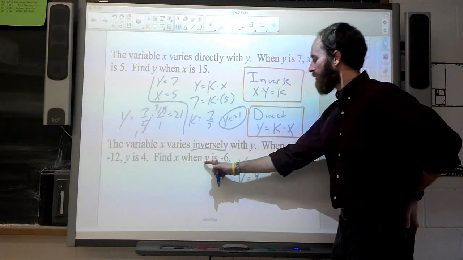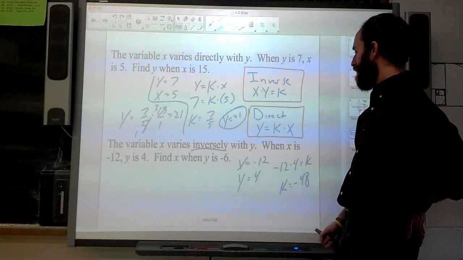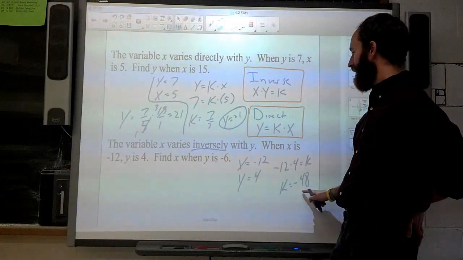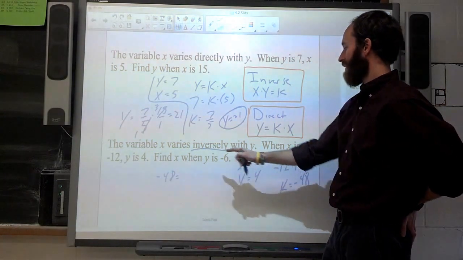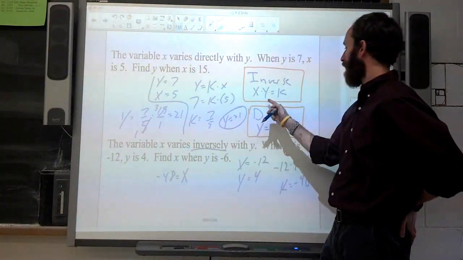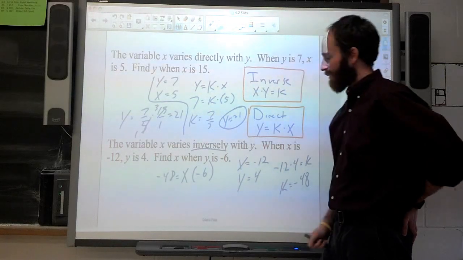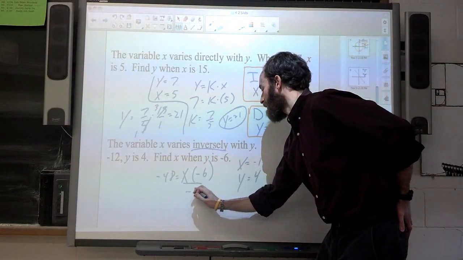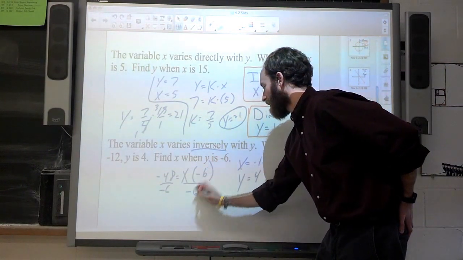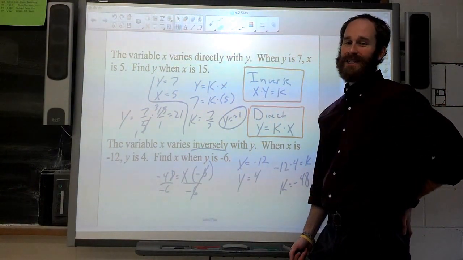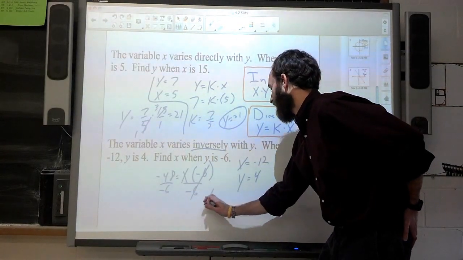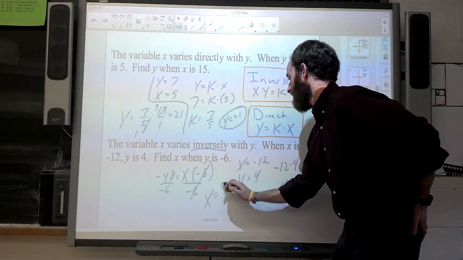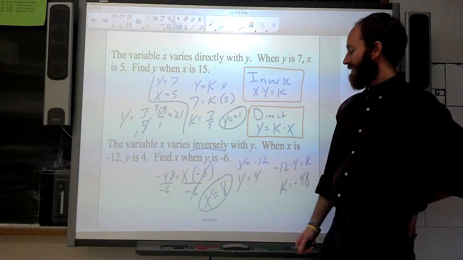Now I want to find x when y is negative 6. So again, I have my k value. I want to go ahead now and find x. Solve for x. Divide by negative 6. Divide by negative 6. Reduce out. Negative 48 over negative 6 gives us what number? Almost. What is it? Alright, there we go. So we know then that x is going to be 8. And so for this answer here, we have x equals 8.